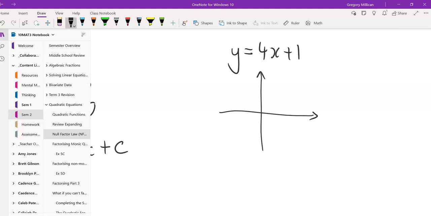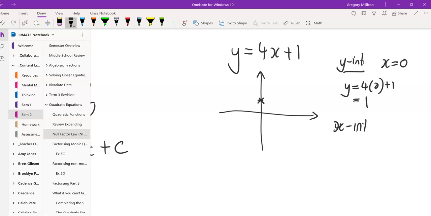So if I was to graph that and find my x and y intercepts, let's find my y-intercept first. How do I find y-intercepts? X equals 0. So what happens when x equals 0 in this equation? Y is equal to 1. Thank you, Amy. When x equals 0, y is 4 lots of 0 plus 1, which is 1. So my y-intercept is at 1, the same as that number there. Nothing is new.